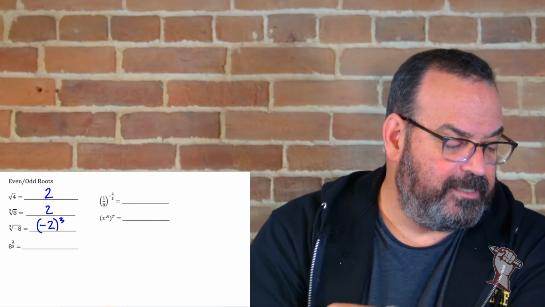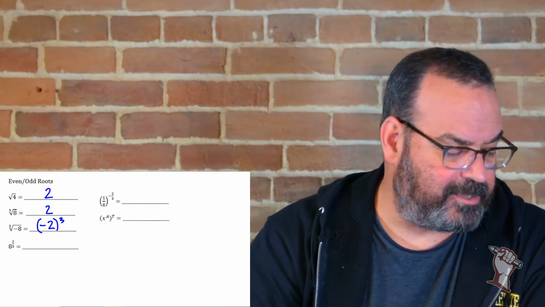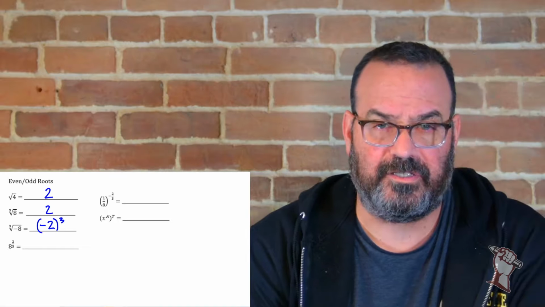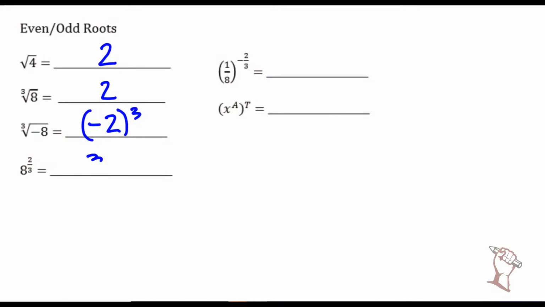Look at, once again, our fractional exponents, 8 to the 2/3. So I take the cube root of 8 and square the whole thing, or take the cube root of 8 squared. The cube root of 8 is 2, 2 squared is 4. The cube root of 64 is also 4. We could have figured that one out.